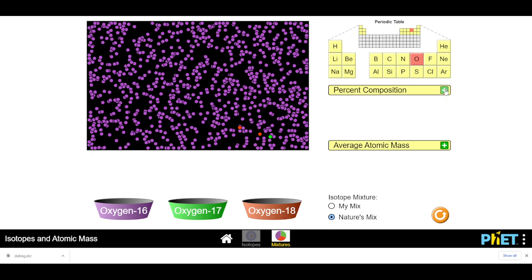So really, that's all I wanted you to do for this exercise, just to start visualizing these particle pictures and the quantities that exist of these different types of isotopes. Okay, that's it.